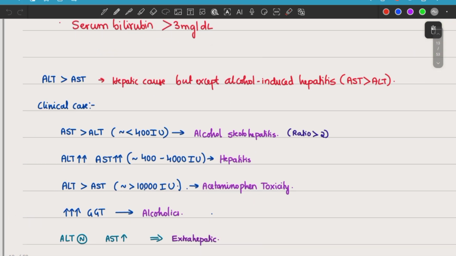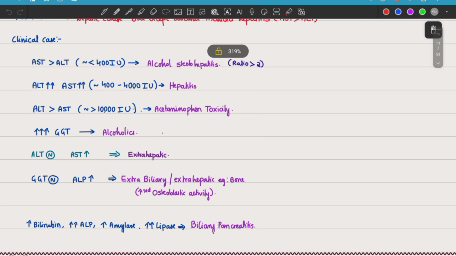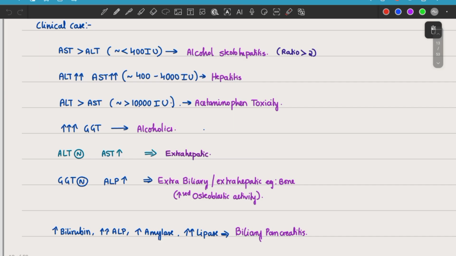In all the hepatic diseases, you can expect ALT is more than AST, but in alcohol-induced hepatitis, AST is more than ALT. Here I have given some of the clinical cases. Even though I would have explained in the 20th book, I thought of putting it here only. Let's just glance through it. AST more than ALT, if it is less than 400 international units, yes, we can suspect alcoholic steatohepatitis.